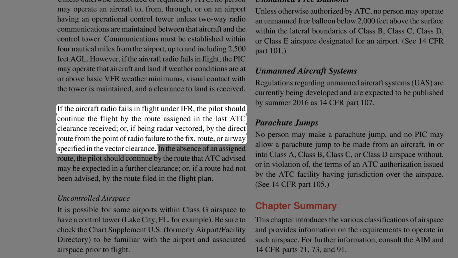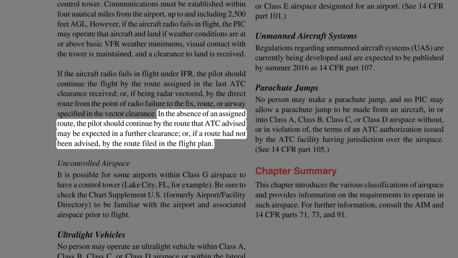If the aircraft radio fails in flight under IFR, the pilot should continue the flight by the route assigned in the last ATC clearance received. Or, if being radar vectored, by the direct route from the point of radio failure to the fix, route, or airway specified in the vector clearance. In the absence of an assigned route, the pilot should continue by the route that ATC advised may be expected in a further clearance. Or, if a route had not been advised, by the route filed in the flight plan.